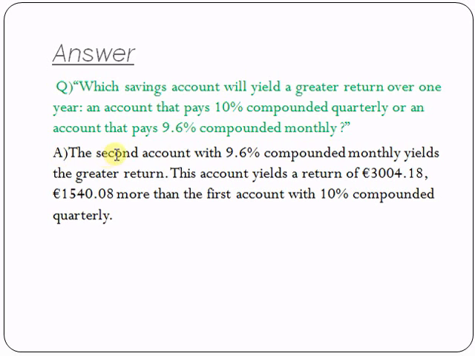And your answer is the second account, with 9.6% compounded monthly, yields a greater return. This account yields a return of €3,004.18, which is a difference between the two of them, when you take them away, of €1,540.08, and it has more than the 10% compounded quarterly.